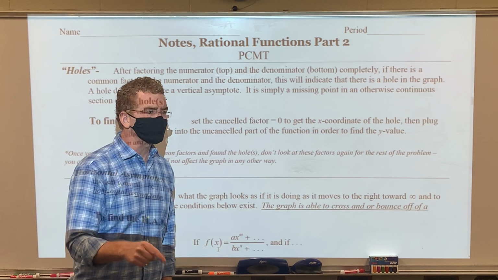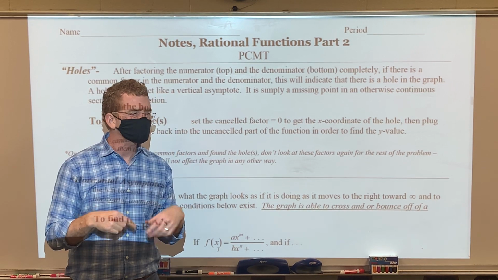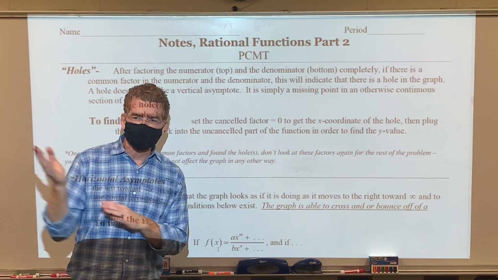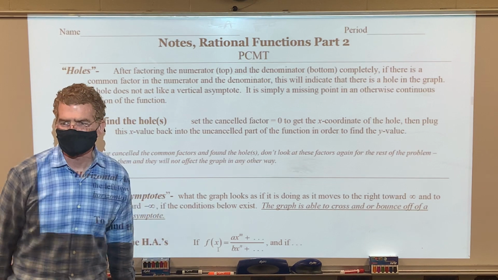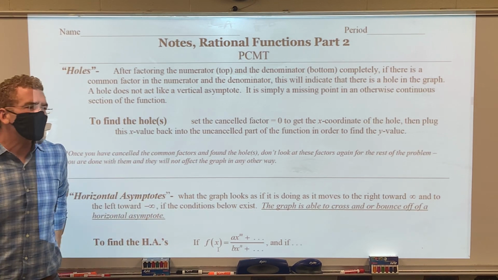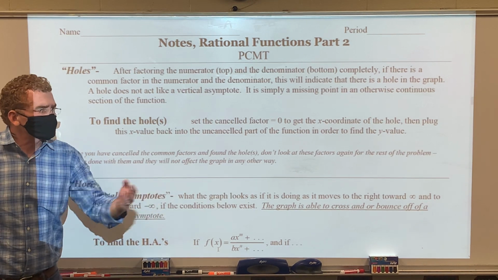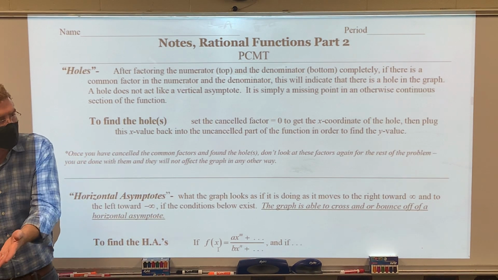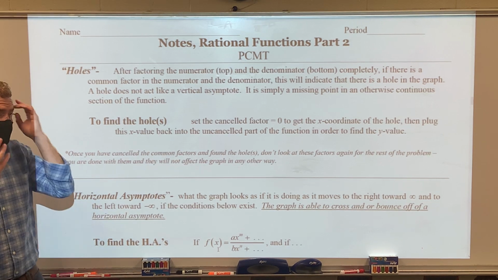But a hole is not just an x value, it's a point. So what would you think you do after canceling it and finding the x value? How would you find the y value that goes with it? How do you always find the y value that goes with an x? Plug in the x, except if I plug it into the original function, I'm going to get 0 over 0 every time. So make sure you do what?